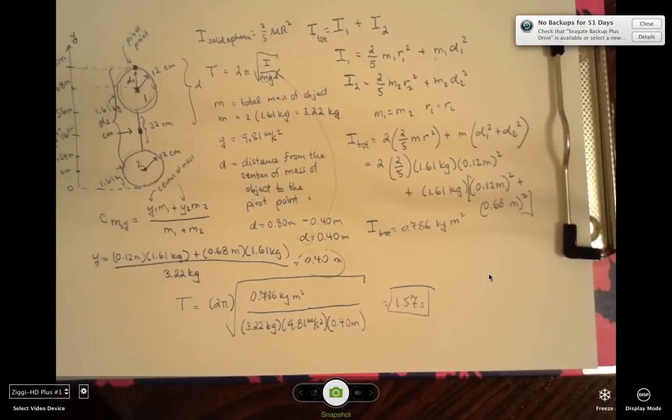Yes, so if you need a moment of inertia equation, I will give it to you. Either the entire sheet or just the specific one you need.